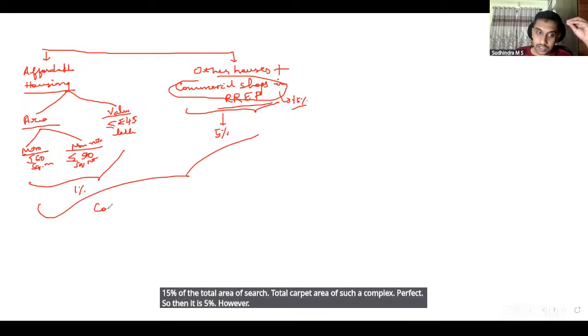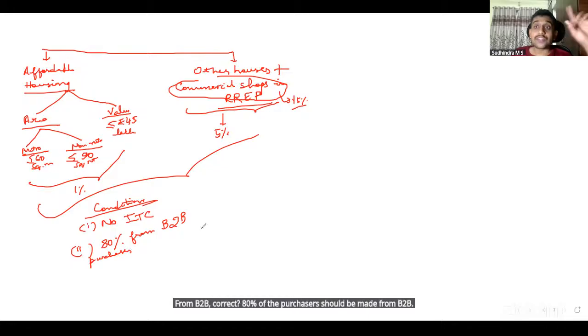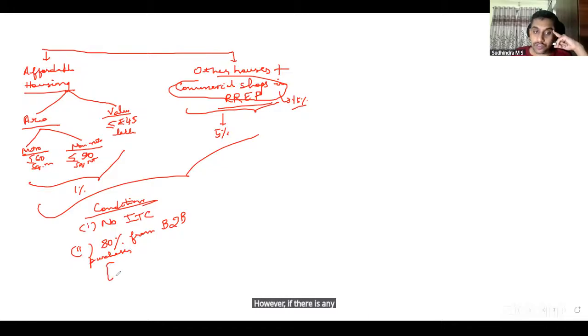However, this comes with conditions. First condition is no ITC can be claimed. Second condition is 80% of purchases should be made from registered persons, B to B. However, if there is any shortfall, such shortfall should be paid under RCM. Is that clear?